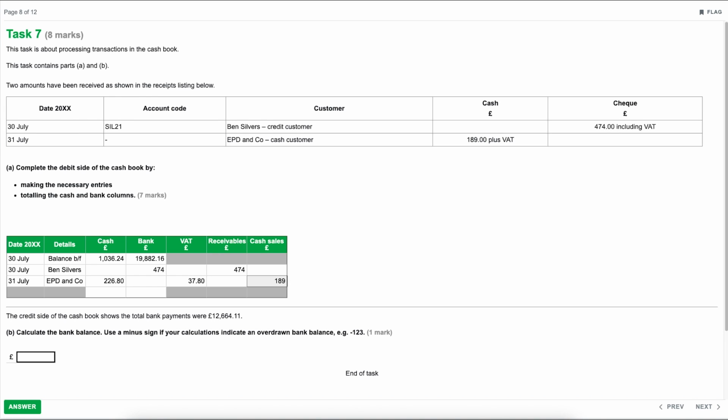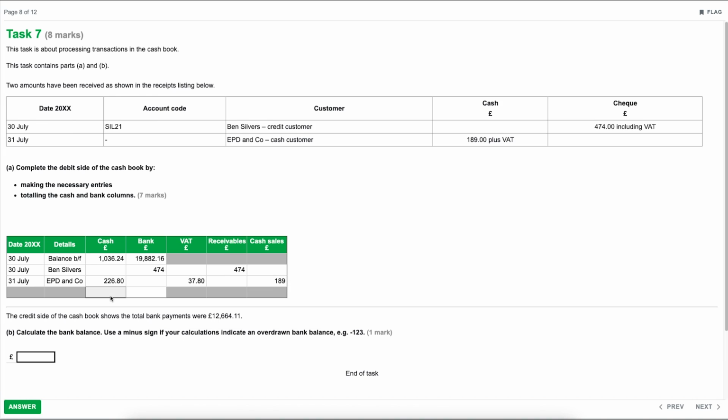So we've now made the necessary entries. All we need to do now is total the cash column and the bank columns. So that would simply be adding our figures together. So the balance brought forward, and then the transaction from EPD for the cash column, and the transaction obviously for Ben Silver's and the balance brought forward in the bank column.